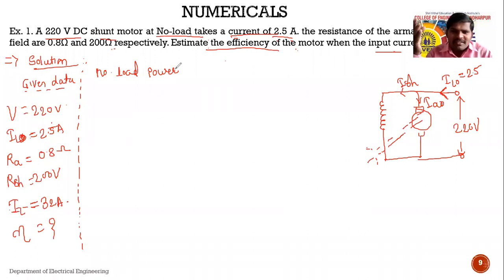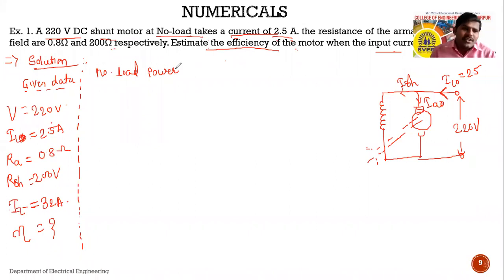So what are the no load losses? Which are the no load losses? The no load losses are nothing but the core loss, in that eddy current loss and hysteresis loss. Also there is some rotating part, so there are friction and windage losses as well. So these are all the no load losses.